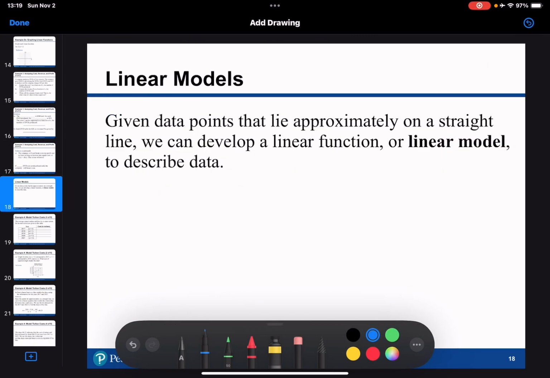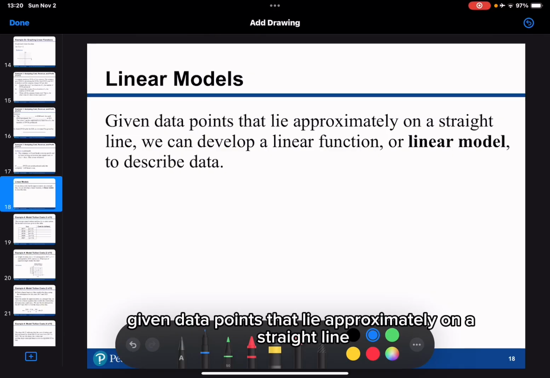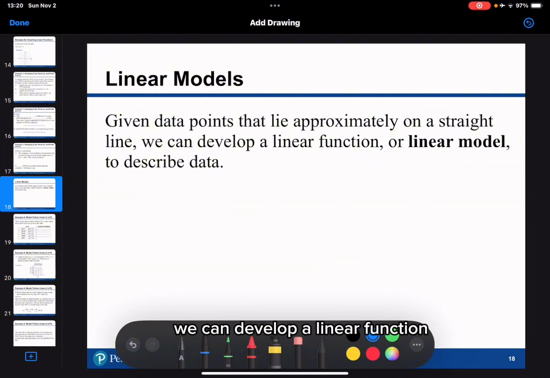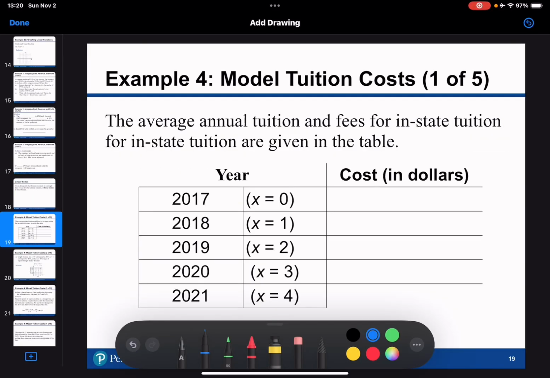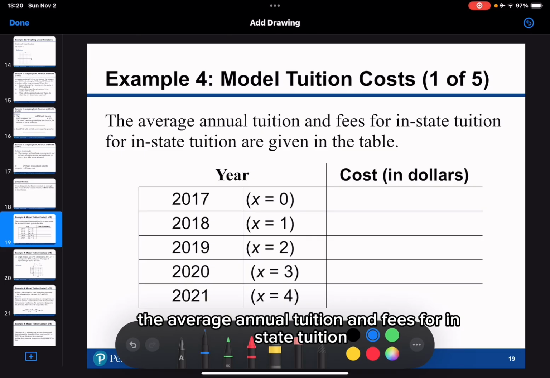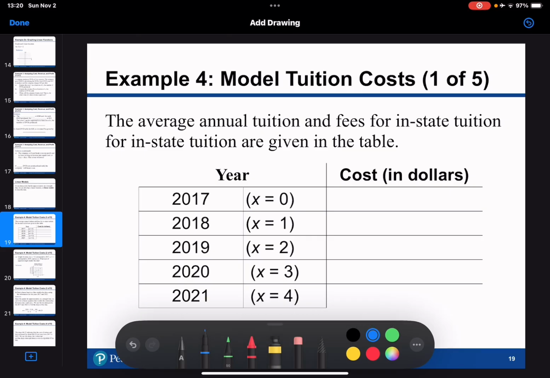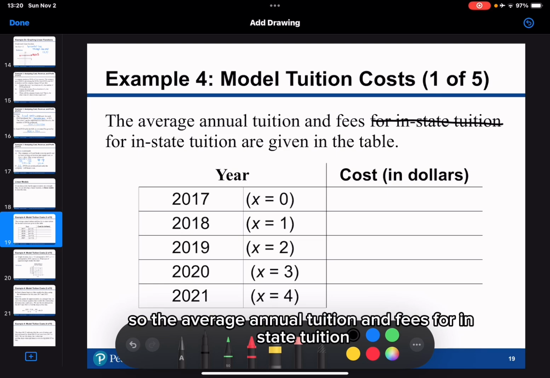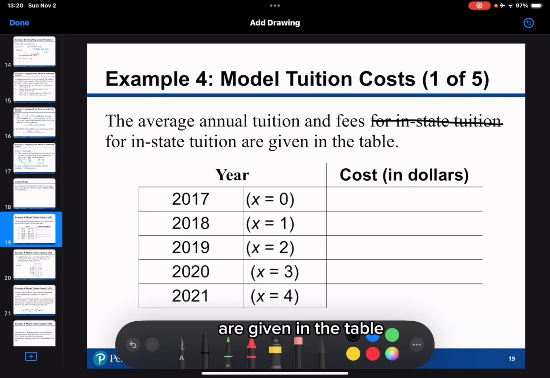Let's move on. Linear models. Given data points that lie approximately on a straight line, we can develop a linear function, a linear model, to describe the data. So example 4, tuition costs. The average annual tuition and fees for in-state tuition are given in the table. Looks like this is written twice, so I'm going to scratch that out.